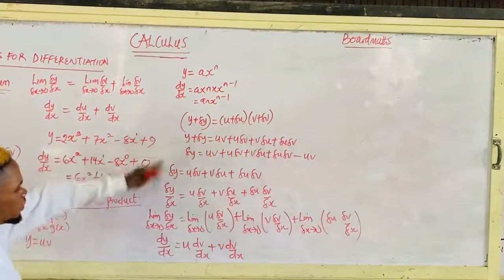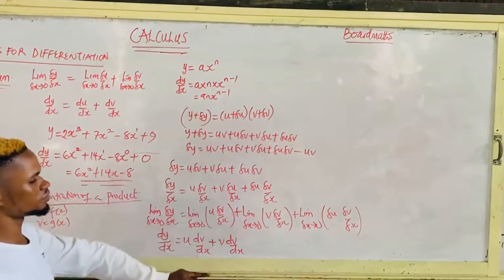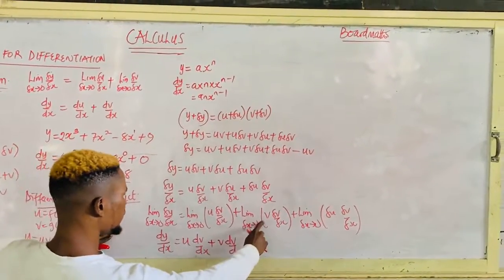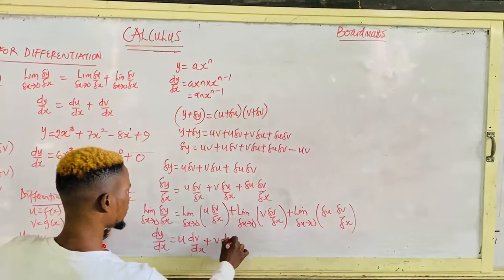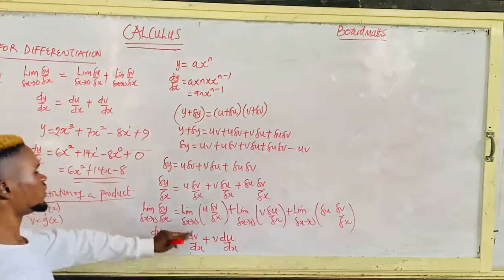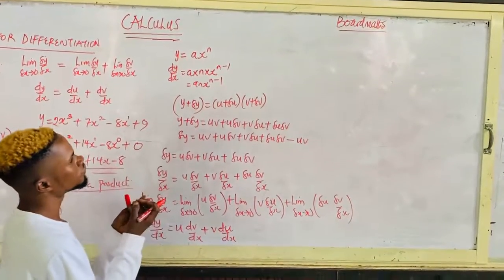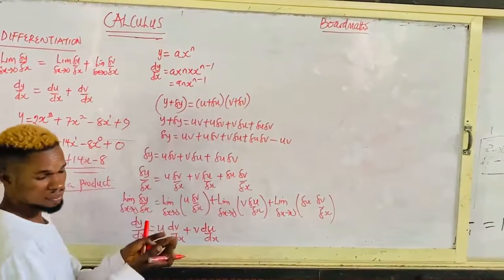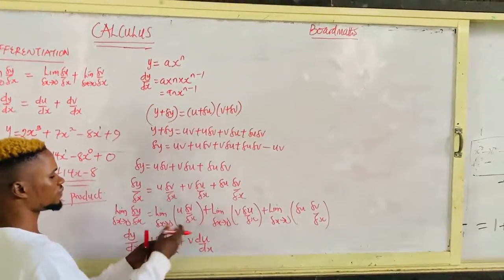So the product rule gives dy/dx is what? u dv/dx plus v du/dx. So that's the product rule: u dv/dx plus v du/dx. It means if we have a product of two functions, take one as u, the other as v. Take one as a constant, then differentiate the other. The other as a constant, differentiate the first one.